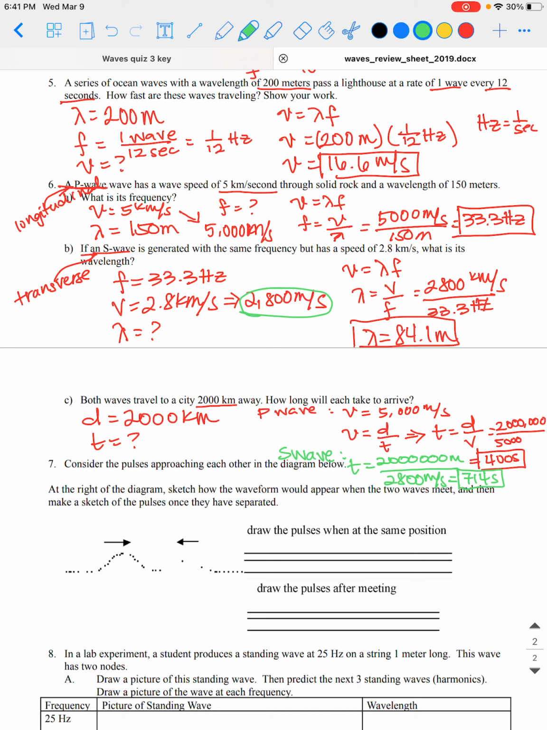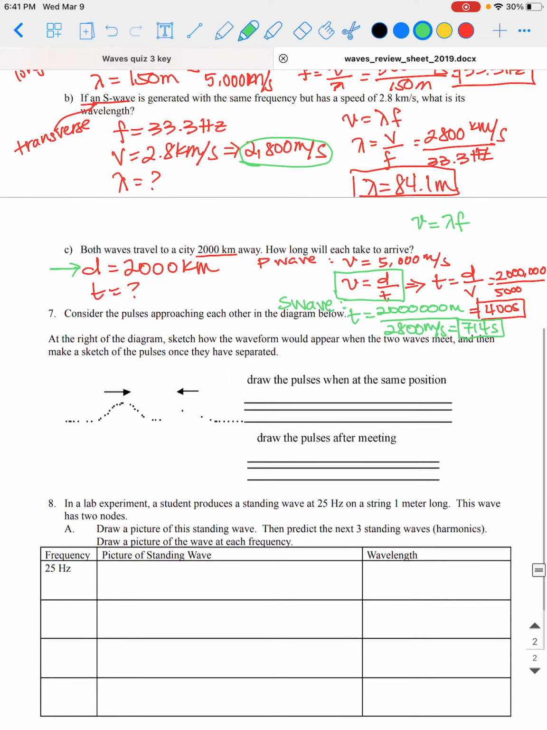So I want you to be very careful with problems like this. Students always think that they have to stick to the speed of a wave equation, which is lambda times frequency, but we're not given a wavelength here, we're given a distance. So this goes back to our kinematics equation from Unit 2.